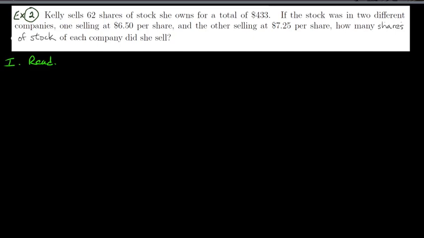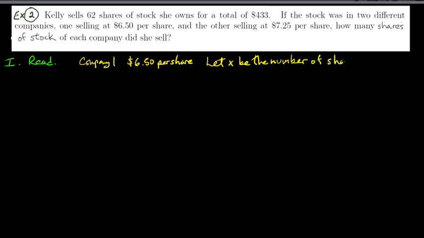But there's 2 companies, right? And we don't know what they are exactly, but we can label them, right? So there's company 1 has $6.50 per share, right? And we're looking for the number of shares, right? So let's call that X, right? So let X be the number of shares of company 1.